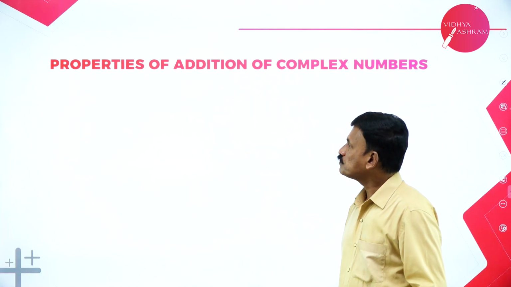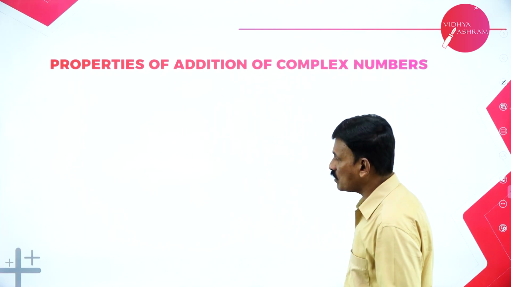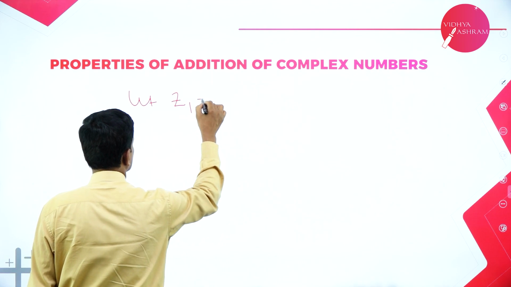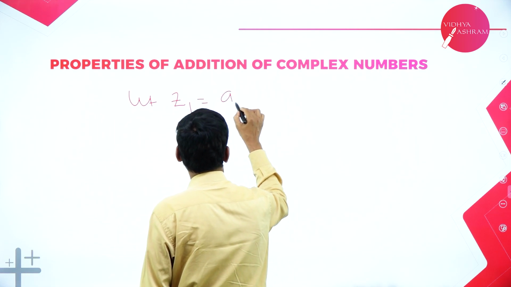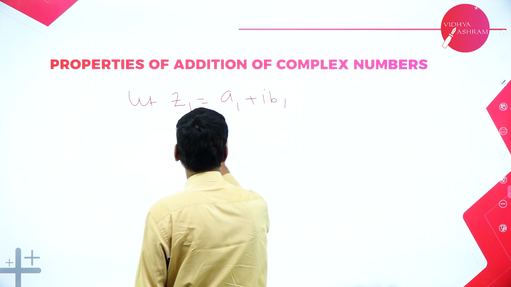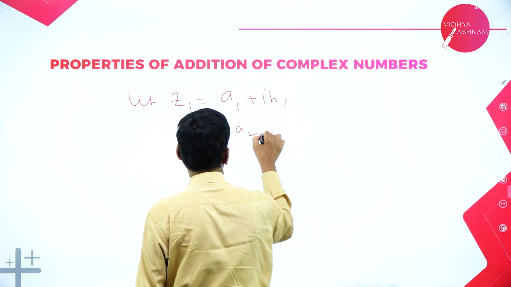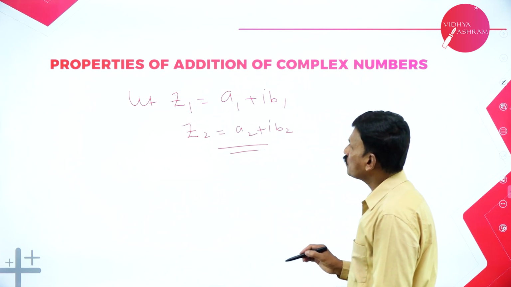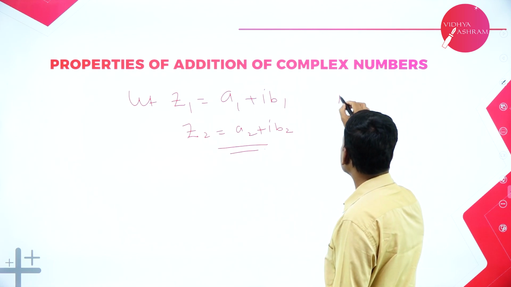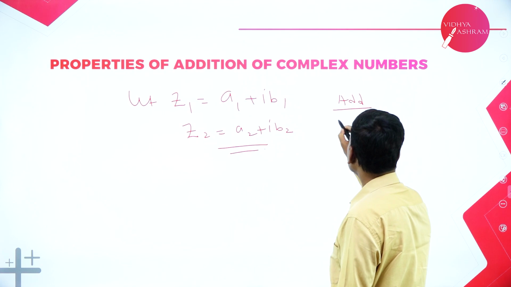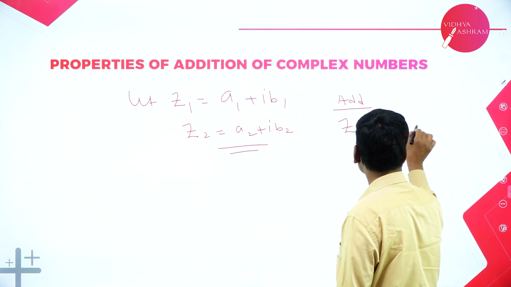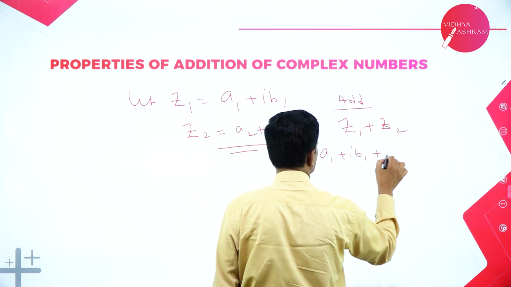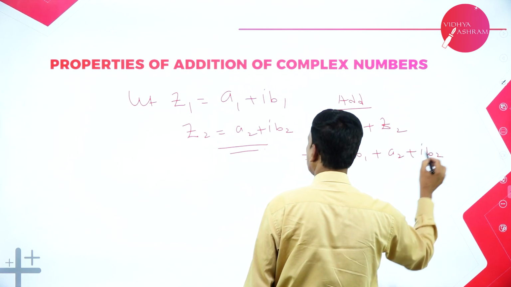Right. Now, properties of complex numbers, starting with addition of complex numbers. Let us consider two complex numbers. Z1 is equal to A1 plus i into B1 and Z2 is equal to A2 plus i into B2. These are the two complex numbers. Of the properties of complex numbers, the first one is the addition of complex numbers. So let us add the two complex numbers Z1 and Z2. Z1 is A1 plus i into B1. Z2 is A2 plus i into B2.